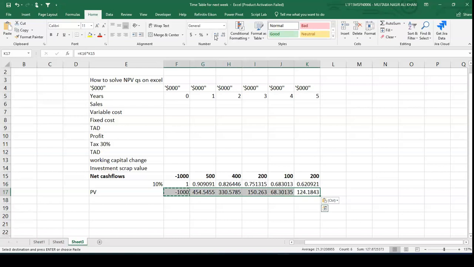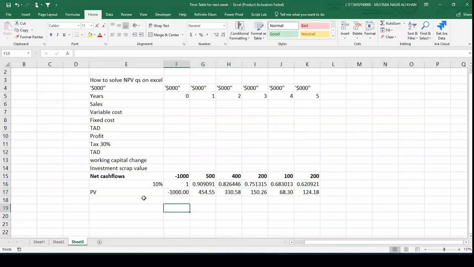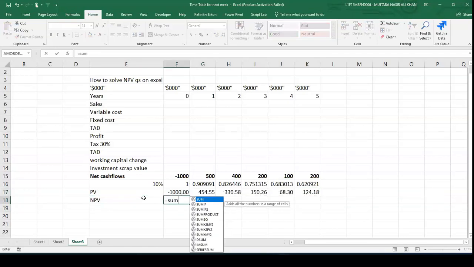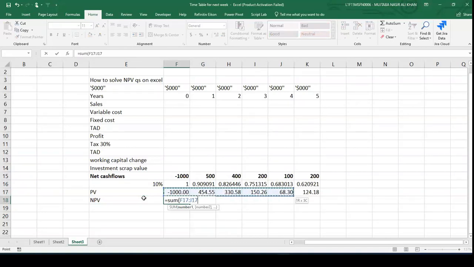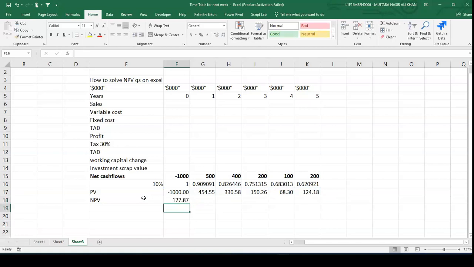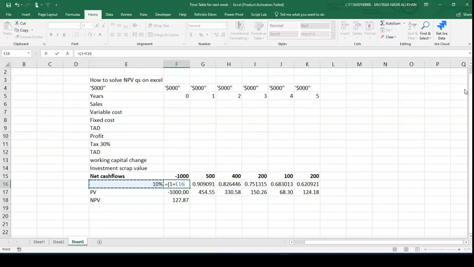You can round it to 2 decimal. Then NPV will be equal to sum of all these. NPV is 127.87. There is another way of putting the discount rate. That is 1 plus discount rate, 10%, and then link it with the year.